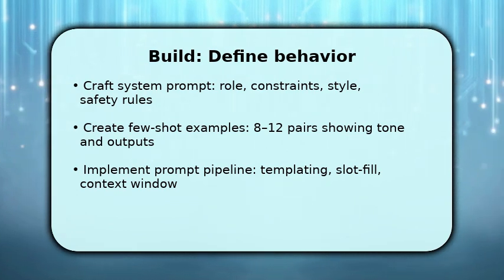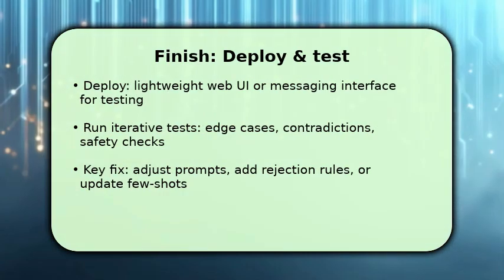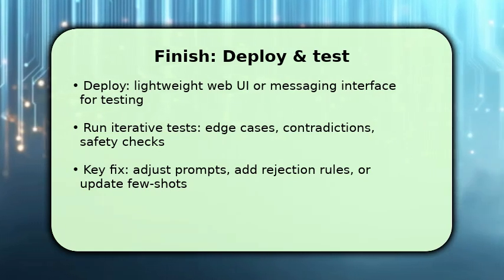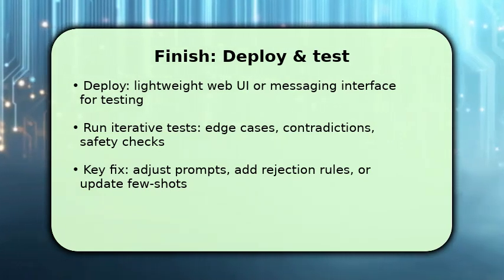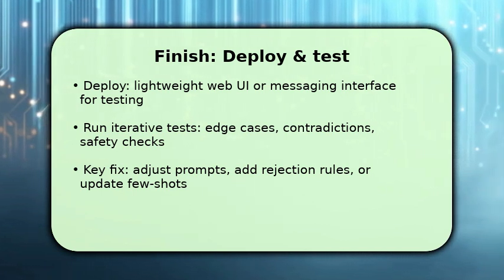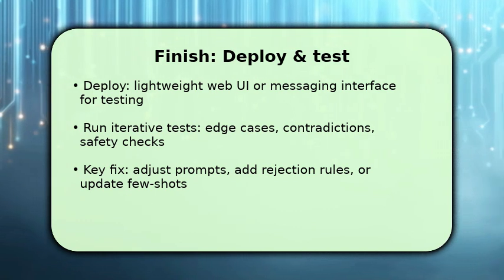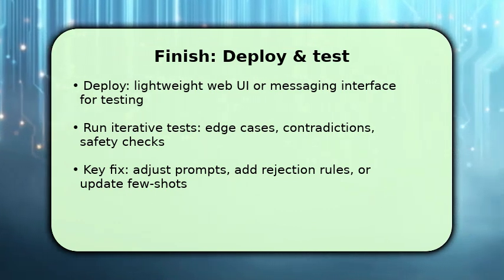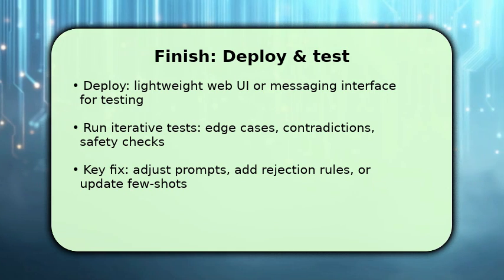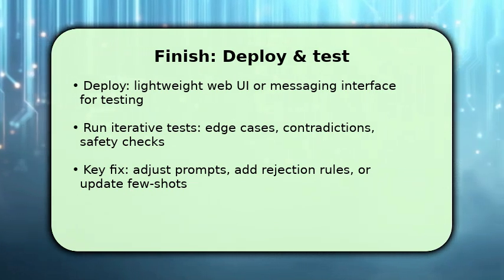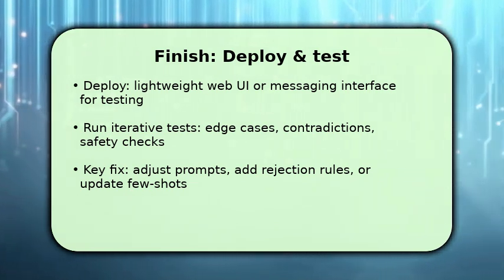Finally, deploy a simple web UI or CLI for interactive testing and invite a small group to probe the character. Run focus tests for contradictions, persona drift, and unsafe replies. Log failures. If the character wanders or fails safety checks, adjust the system prompt, add explicit rejection rules, or expand few-shot examples to cover gaps.